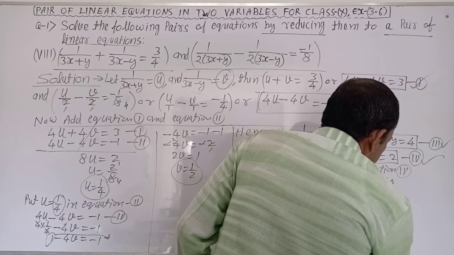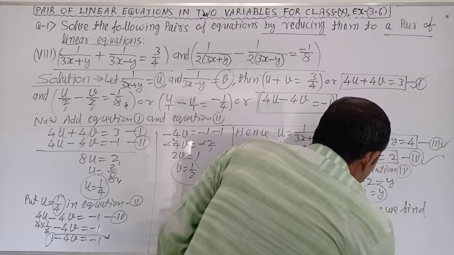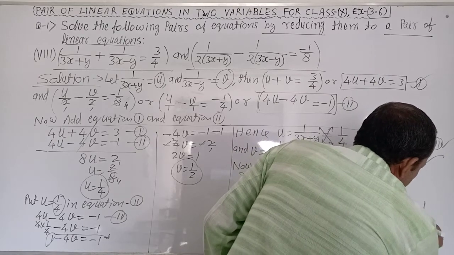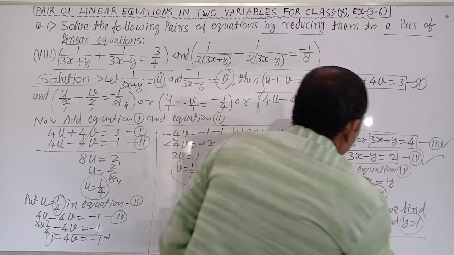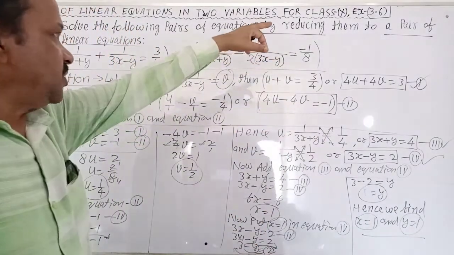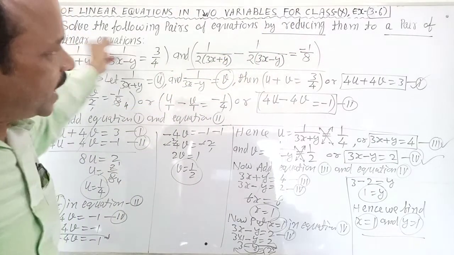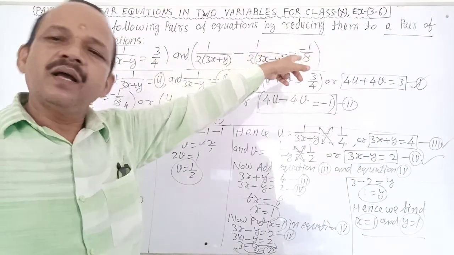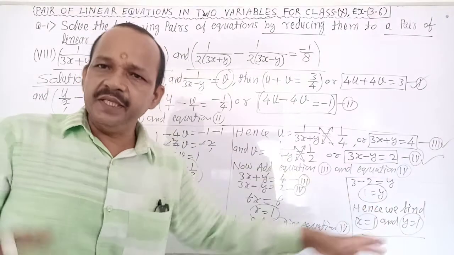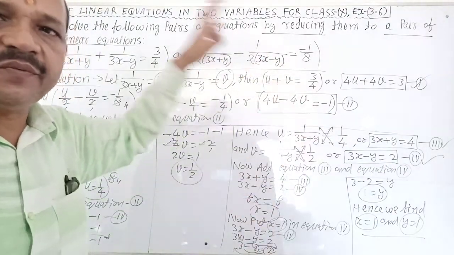Hence, we find x equal to 1 and y equal to 1. We solve Exercise 3.6 question 1 part 8 by elimination method, and we find the value of x equal to 1, value of y equal to 1. In this way you can solve any question very easily. Solution is clear, no confusion about it.